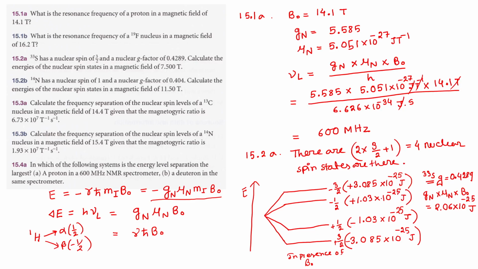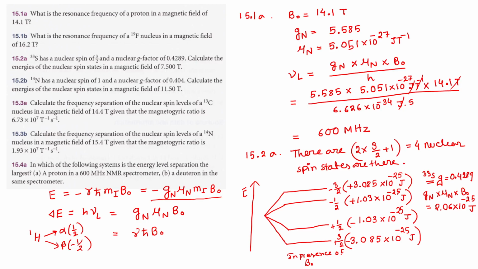So is this what the question wants? Yes, calculate the energy of different states. That we have done. So I hope you will be able to do the same for 14N in 15.2b, where the question says the nuclear spin is 1, a whole integer. Why? Because it has an even atomic mass but an odd atomic number. So how many spin states is it going to have? 2 times 1 plus 1, that is 3 states: plus 1, 0, minus 1.